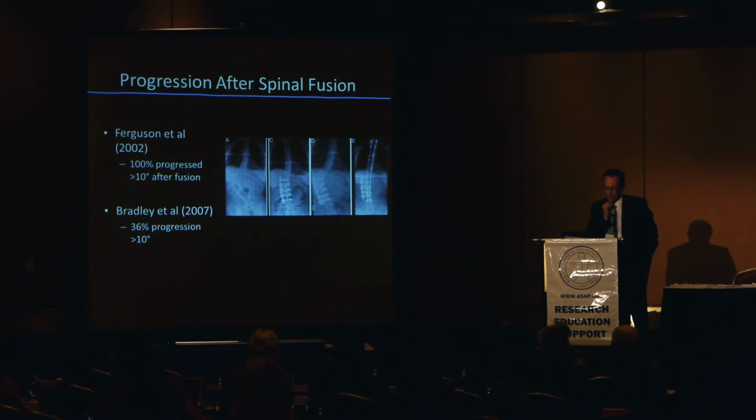Does the scoliosis behave differently after the spinal instrumentation and fusion is complete? Well, we have two studies that have looked at this. And there is certainly a difference between curve pattern and curve behavior after fusion than in the idiopathic population. Ferguson found that 100% of the patients that were fused had at least 10 degrees of progression after fusion. And Bradley, more recently, also found a 36% rate of progression greater than 10 degrees.